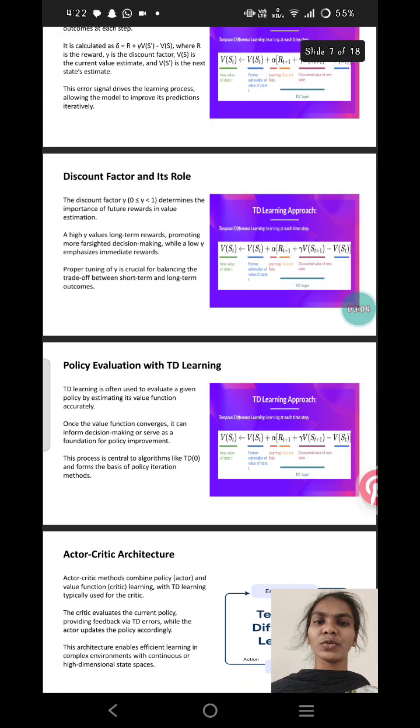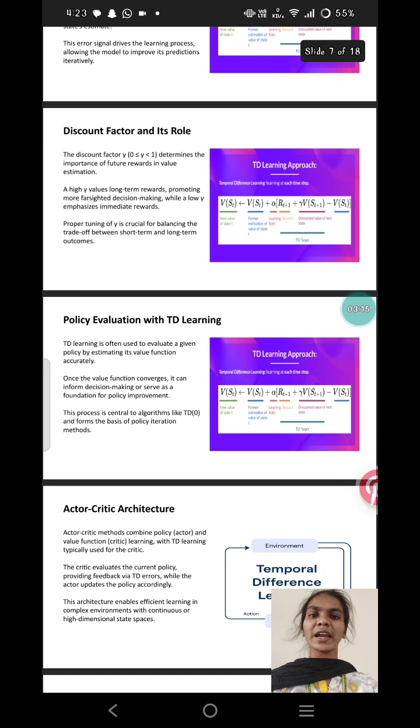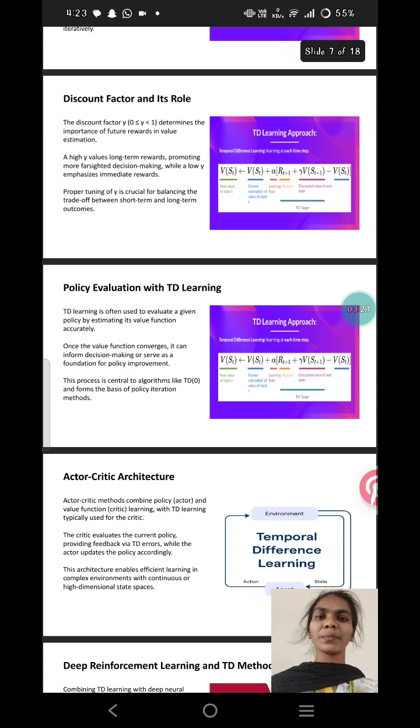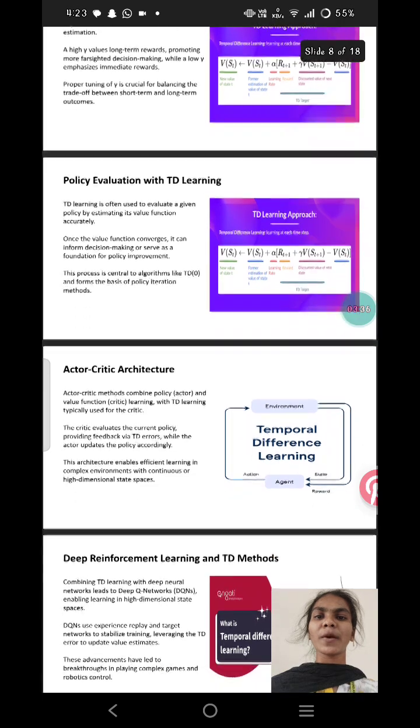Discount factor and its role. The discount factor gamma, where 0 is less than gamma less than 1, determines the importance of future rewards in the value estimation. A high gamma value favors long-term rewards, promoting more farsighted decision making, while a low gamma emphasizes the immediate rewards. Proper tuning of gamma is crucial for balancing the trade-off between short-term and long-term outcomes.